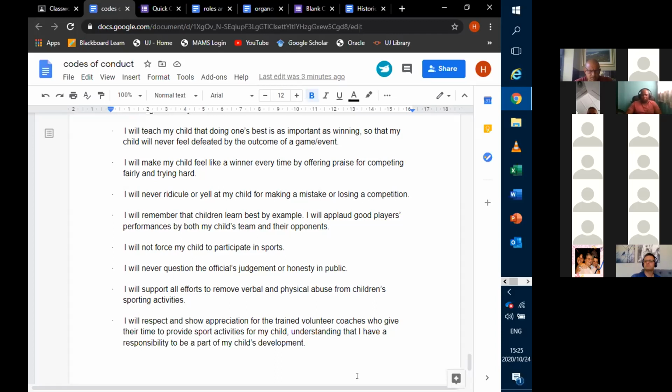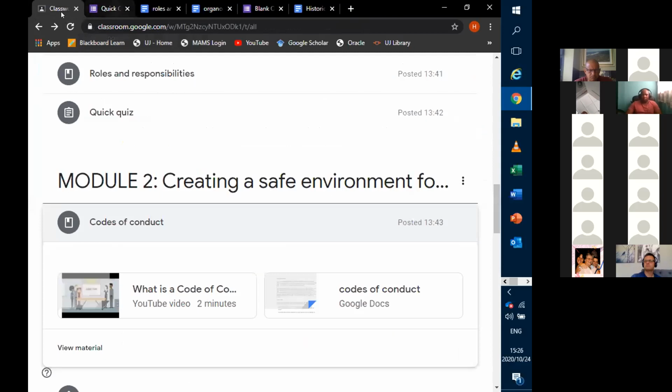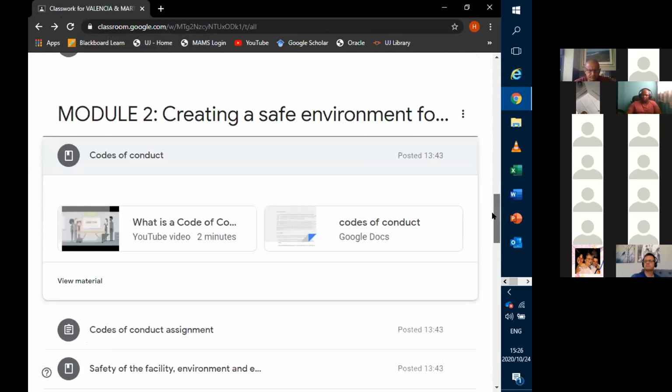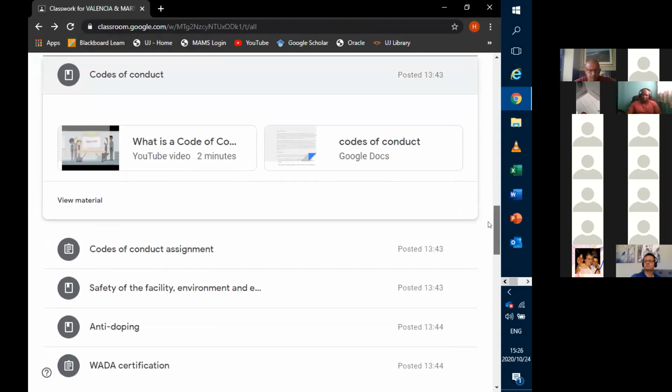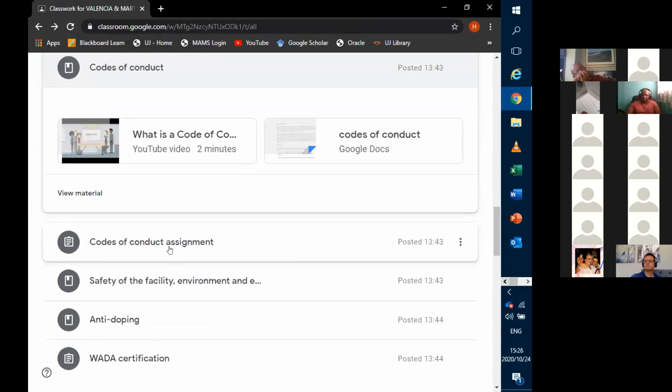And that is the important part of the code of conduct. The coach is looking after the kids, but the parents must keep with the code of conduct. Thank you. Any questions? No, looks good. Understand that a code of conduct actually protects the coach, it protects the child, it protects the club, and it protects the parent. So it's actually a protection.